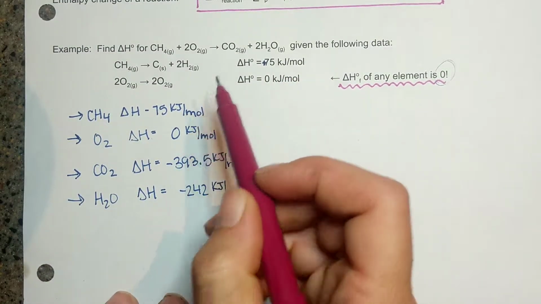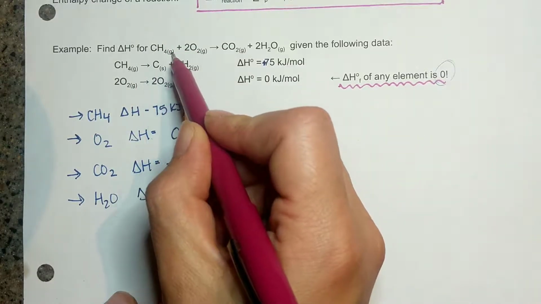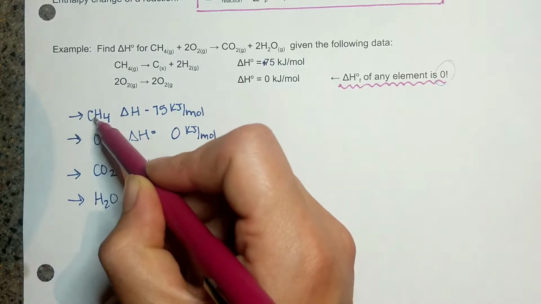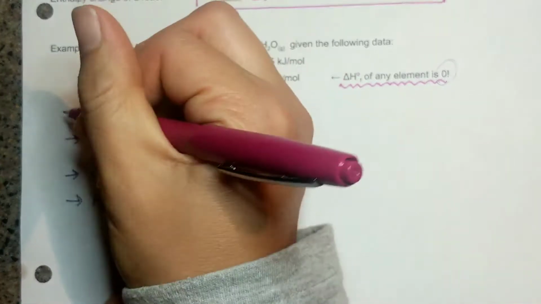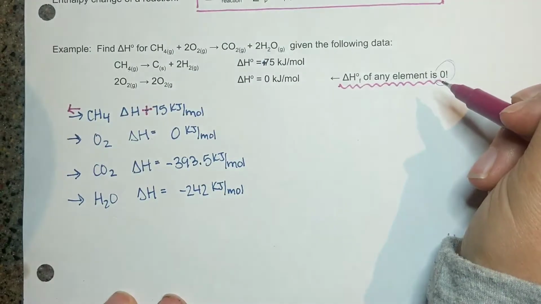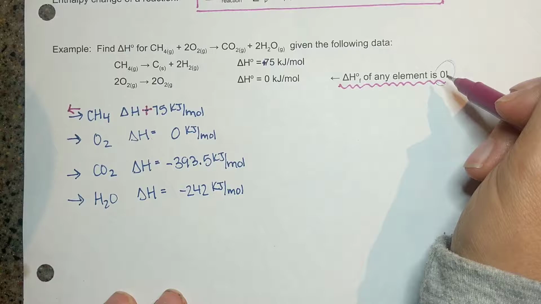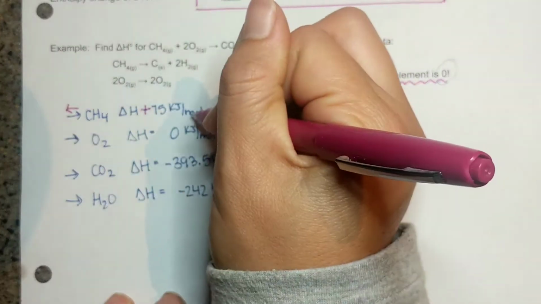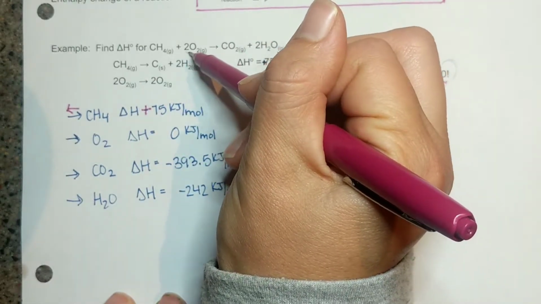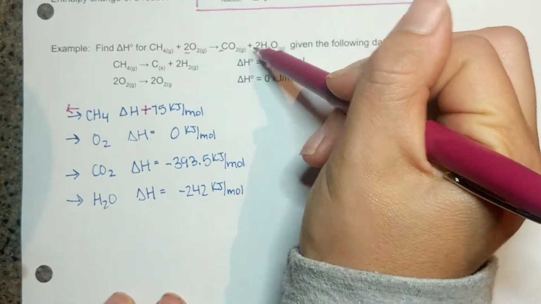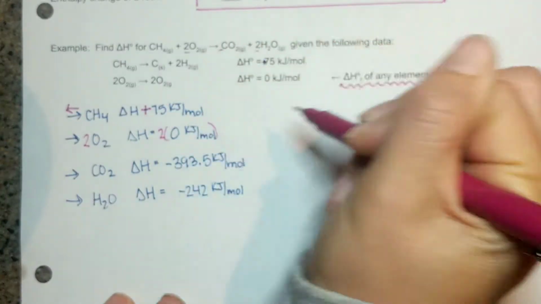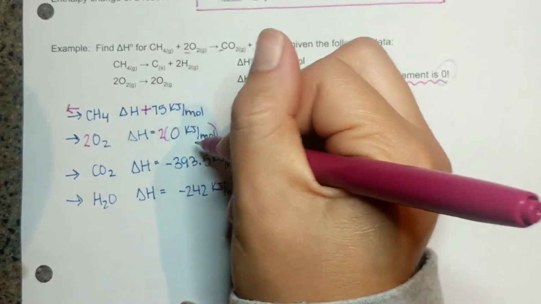So if I look at my reaction, I see that I have my methane and my oxygen as reactants. So that means that instead of making them, I'm breaking them down. So these are going in the opposite direction, which means I need to change the sign on my enthalpy of formation. So that becomes positive. I also have to take into account my molar coefficients. On oxygen, we have a 2 in front of it, so I have to multiply my heat of formation by 2, which in this case doesn't matter because it's 0.